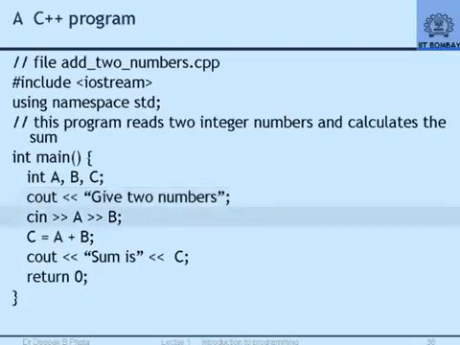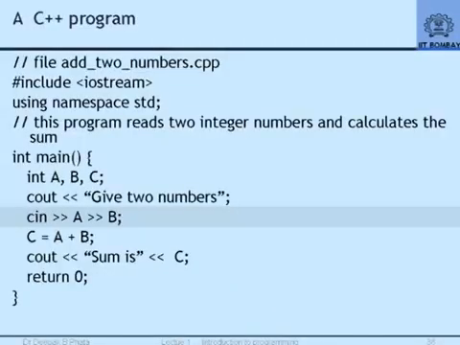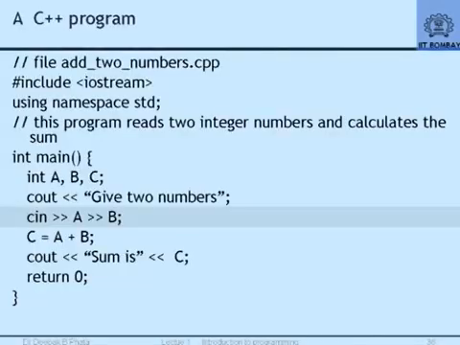Next one, cin greater greater a, greater greater b. What could it be? Input. So what we said for Mr. Dumbo, input a comma b. In C++ you say cin greater greater a, greater greater b. If you have a, b, c, d, e, f, g to be read, you will say cin greater greater a, greater greater b, greater greater c, greater greater d, etc. This greater greater symbol actually is called an extraction operator. We will not go into those details. Cin is an input specification which can take one value at a time. So greater greater any value, greater greater another value. That is the way you specify input operation for C++. So this is also easy to understand, cin.